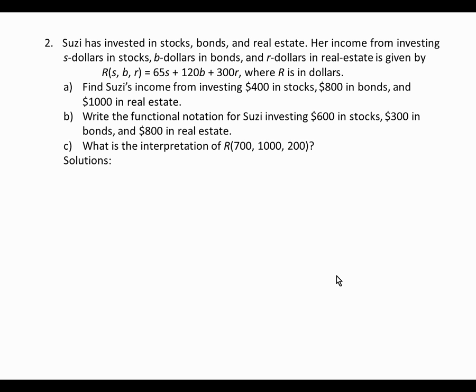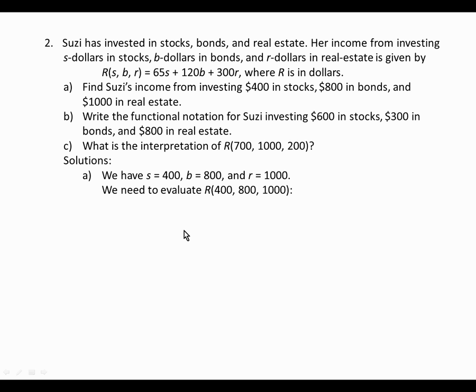So our solutions. For part A, S is 400, that's her stocks. B is 800, that's her bonds. And little r is 1,000, that's her real estate. So we're looking at R of 400, 800, 1,000. That's what we're evaluating. So we're going to have 65 times 400 plus 120 times 800 plus 300 times 1,000.